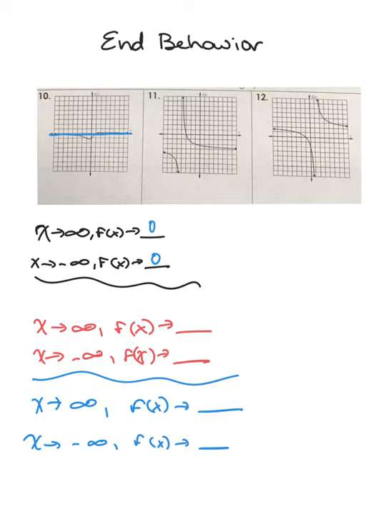For number 11, I have a horizontal asymptote right here, and so that's at negative 1, 2, 3. So as x approaches infinity, f of x approaches that horizontal asymptote at y is equal to negative 3. Same with negative infinity. As x approaches negative infinity, my y still approaches that horizontal asymptote. For number 12, I have a horizontal asymptote here, and that's at y is equal to 2. So my horizontal asymptote is where we're approaching. So as x approaches infinity, y approaches 2. As x approaches negative infinity, y still approaches 2.